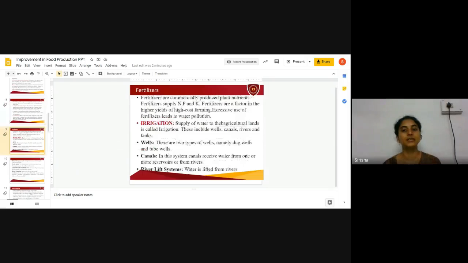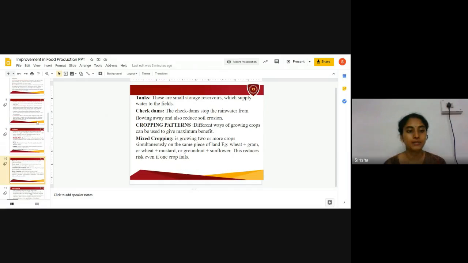Next, fertilizers. As you all know, they are commercially produced and synthetically made. But if we use them in larger quantities, they increase water pollution and air pollution, and the soil nutrients can also be reduced. Irrigation. The supply of water to the agricultural lands is called irrigation. This includes wells, canals, rivers, and tanks.